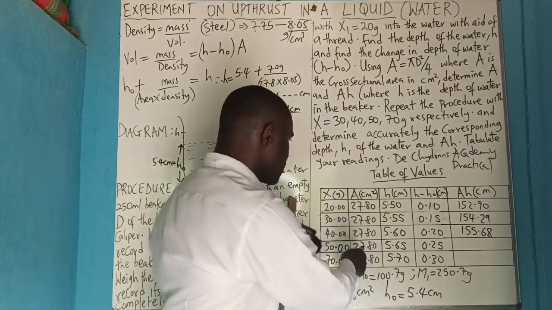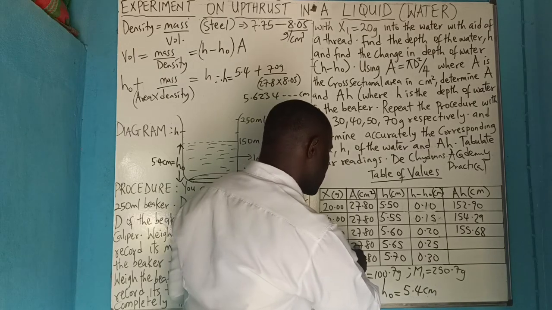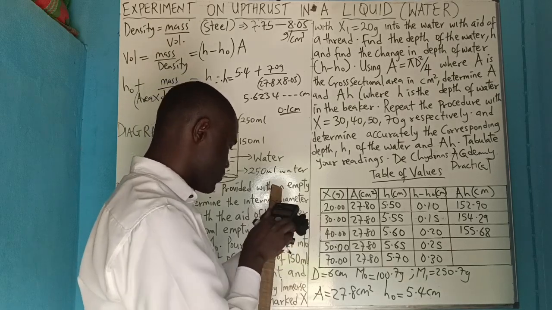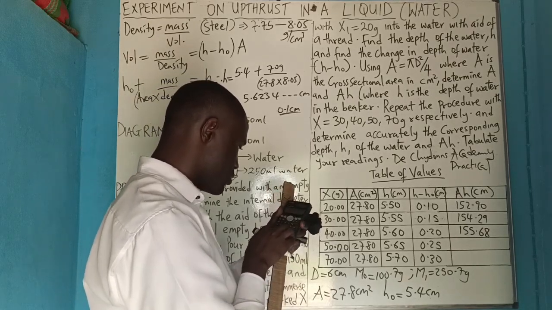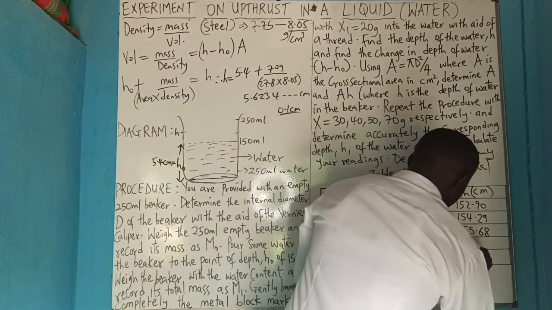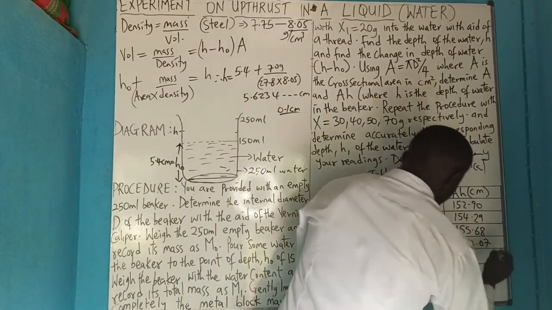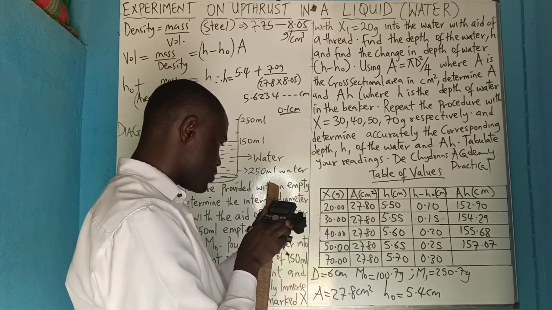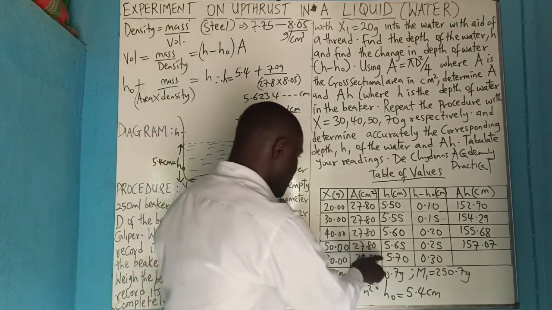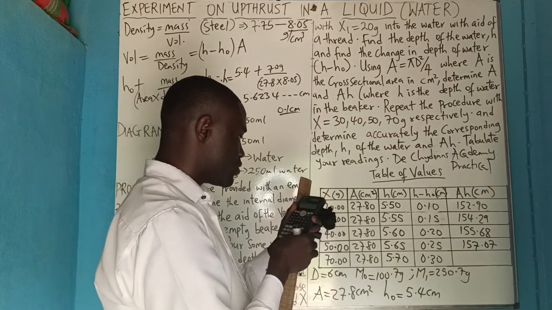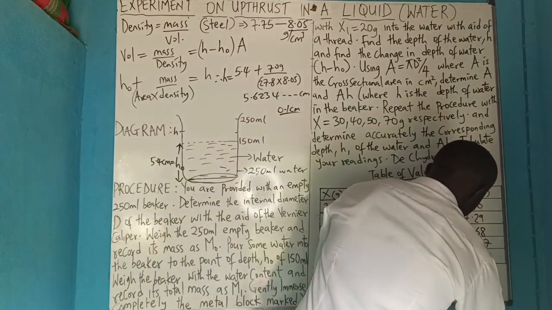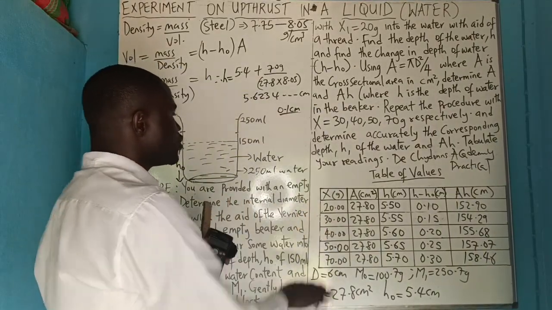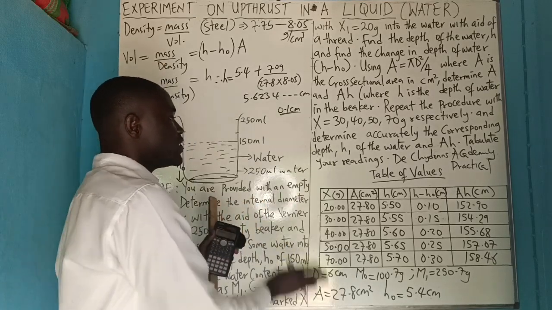155.68. Multiply this with this, 5.65, 157.07. Then 70. Multiplying 5.70, we'll be having 158.46. And so with this approach, you have gotten your table for this experiment.